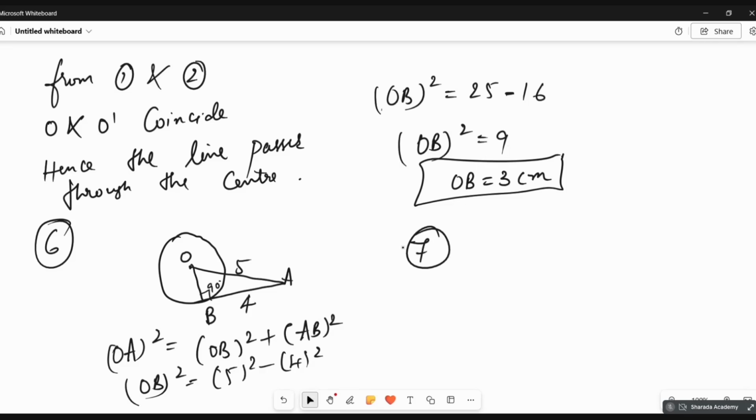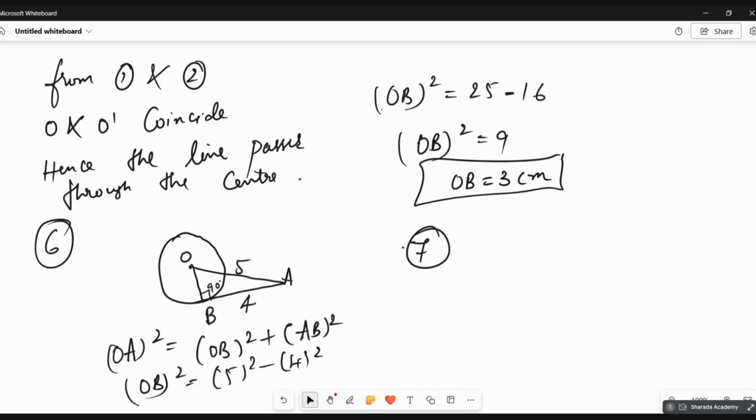Last question, you do it. Seventh one. Two concentric circles are of radii 5 centimeters. What is it you're discussing? Two concentric circles. Karthik, what do you mean by concentric circles? Concentric circles means what? Small circle inside of it. Okay. What exactly does that mean?